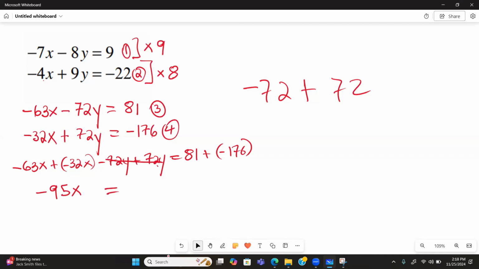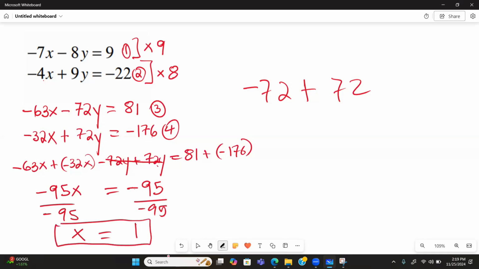So let's go to the other side. 81 with negative 176 will give us negative 95. So at this moment, I'm going to divide both sides by negative 95. So as you can see, x is equal to 1. So I've found x. X is equal to 1.